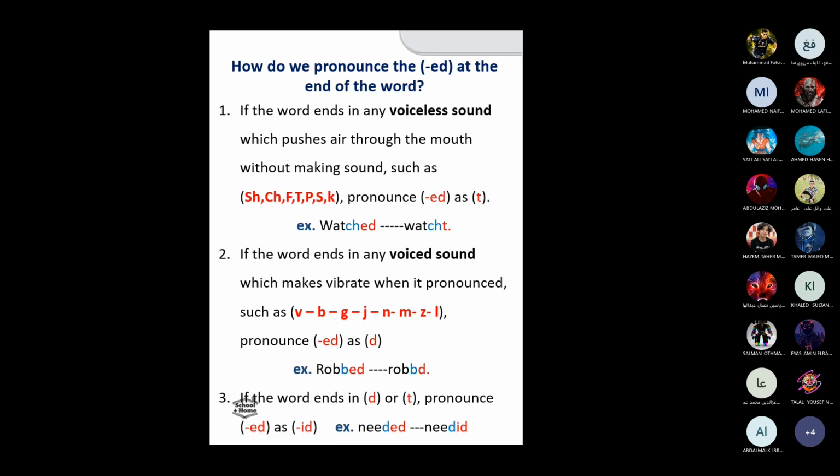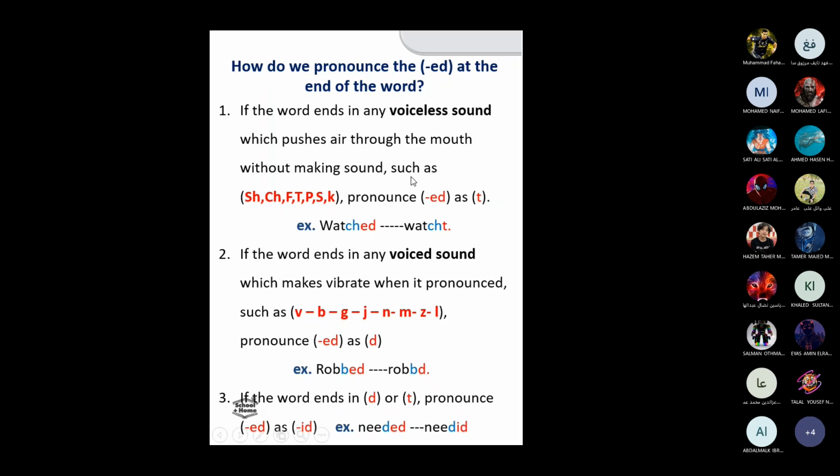When you place your fingers and touch your larynx, you check the vocal cords when you pronounce any of these sounds. So when I say sh, no vibration; f, no vibration; t, no vibration; p, no vibration; s, no vibration; k, no vibration. No vibration comes out when you pronounce any of these sounds, guys. That's why we call them voiceless, which means without voice, without vibration.